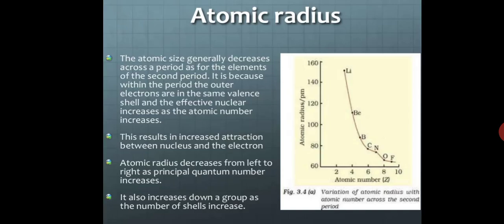because as you are moving from left to right across a period, remember it, listen carefully. As you are moving from left to right across a period, atomic size decreases. Why? Because the nuclear charge increases. What is nuclear charge? The charge of the nucleus. What is present in the nucleus? Neutrons and protons. Neutrons have no charge. Protons are positively charged. So as the atomic number is increasing, the number of protons is increasing. So hence we can say nuclear charge is increasing.